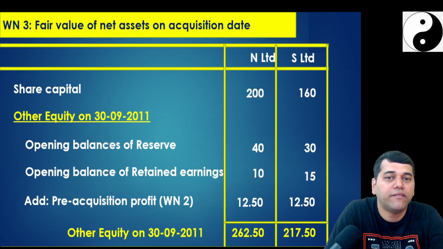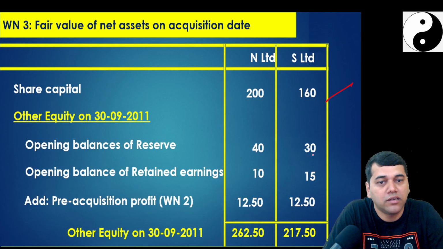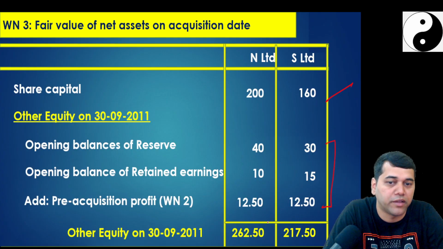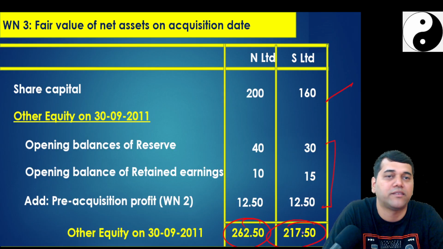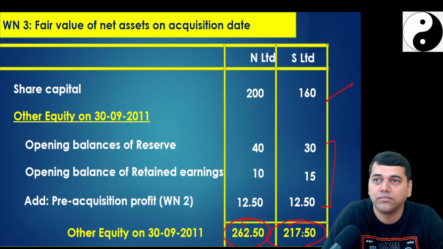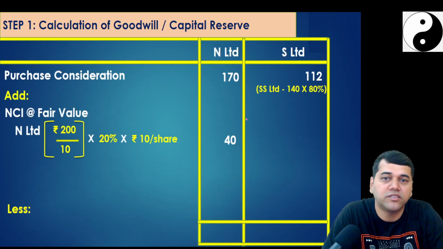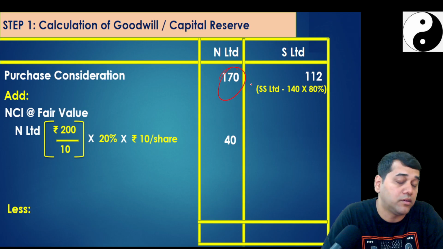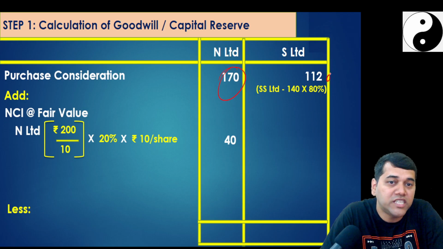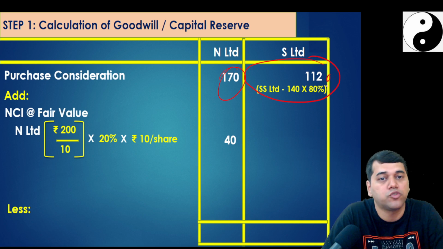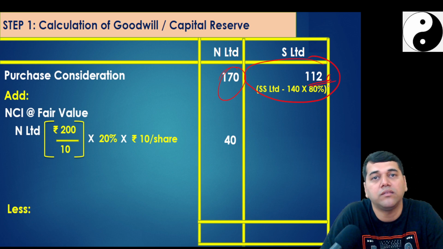Then I will move to the fair value of the net assets. I will take the share capital, all the reserve balances plus pre-acquisition profit, 262 and 217.5. I will go to the goodwill step now. Purchase consideration 170, and since it is a step chain holding, one adjustment I need to do here, then it comes to purchase consideration. Did you consider 112? Any mistakes done here?